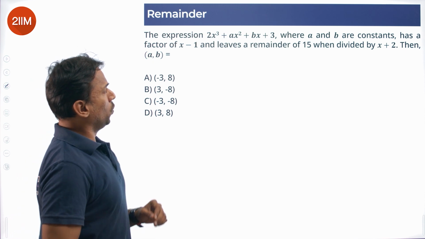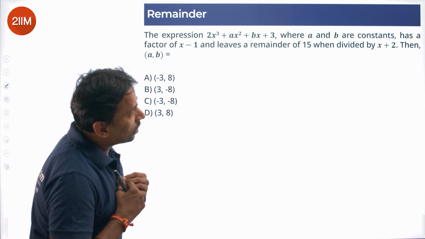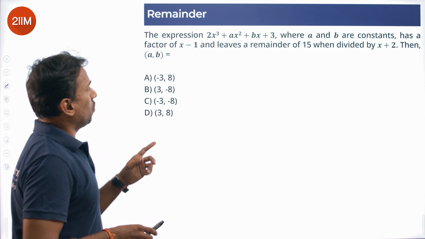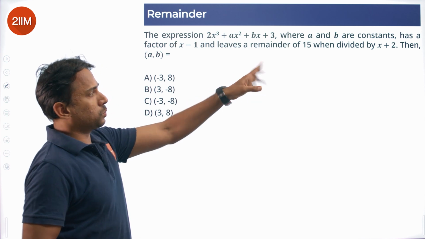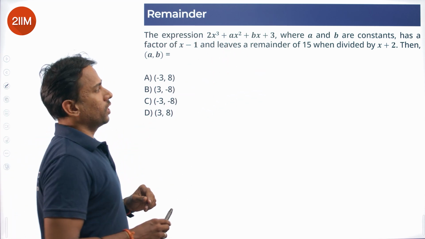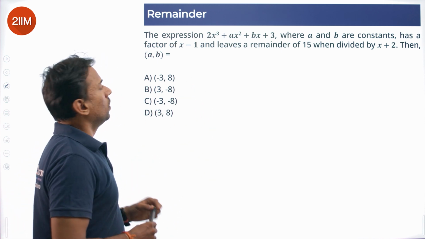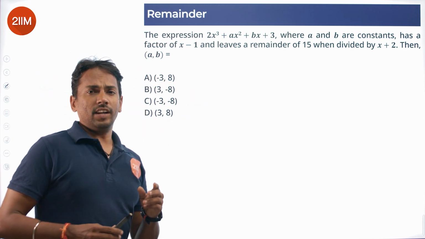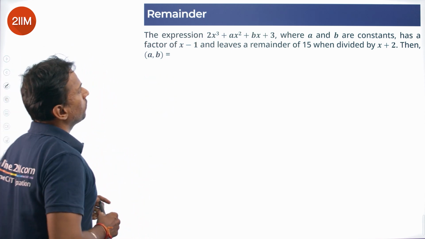The expression 2x cube plus ax square plus bx plus 3, where a and b are constants, has a factor of x minus 1 and leaves a remainder of 15 when divided by x plus 2. So we can use the remainder theorem and factor theorem to solve this problem. We need to find the values of a and b. That's the question. So we'll go for a fresh slide.